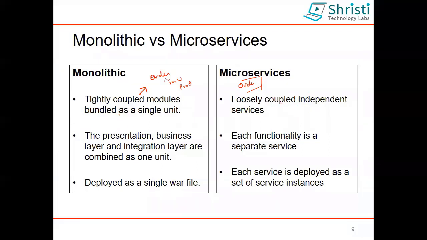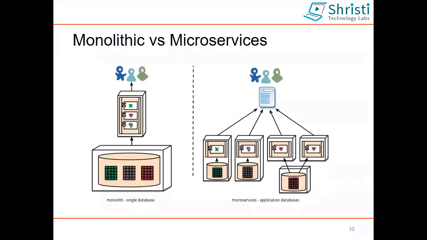In case of a monolithic application, as I told you, the presentation, business and integration layers are one single unit deployed as a single WAR file. In case of microservices, each functionality is a separate service. Here is the pictorial representation. In monolithic, your presentation and business layers are all put together and deployed. In case of a microservice, each service can have its own database, or together with another service it can share the database. These two services can share the database. So this is the difference between a monolithic and a microservice.